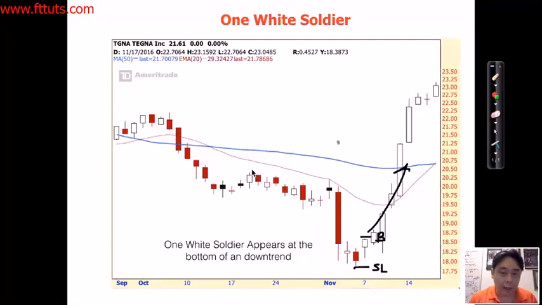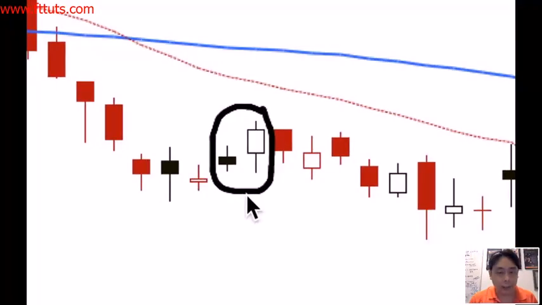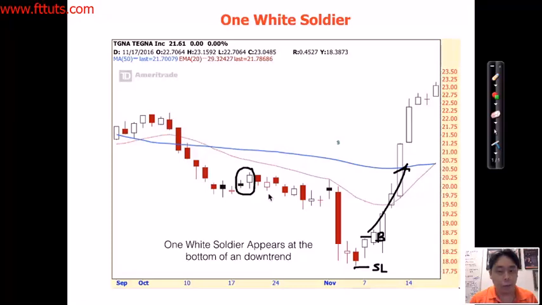Now, some of you may say, hey, isn't this a one white soldier? Bearish candle followed by bullish candle, right? No, it's not, right? It doesn't meet the criteria because the bullish candle makes a lower low than the bearish candle. So that breaks the rules already. So that is not a one white soldier. So you have to be really specific to meet the rules.